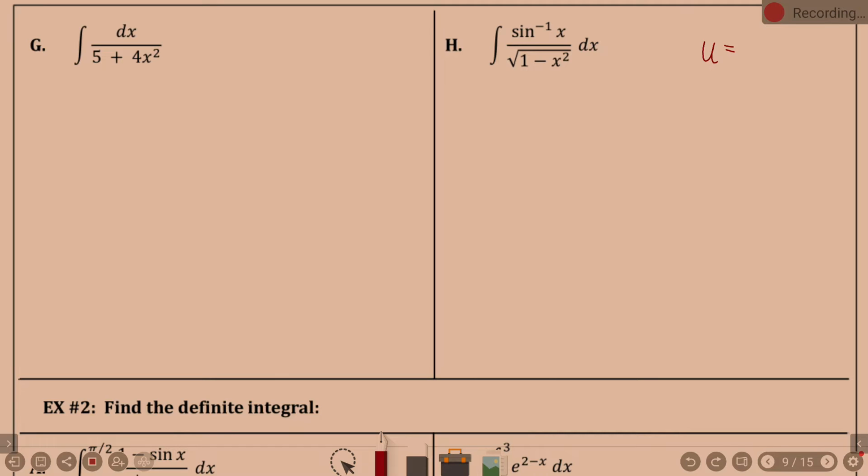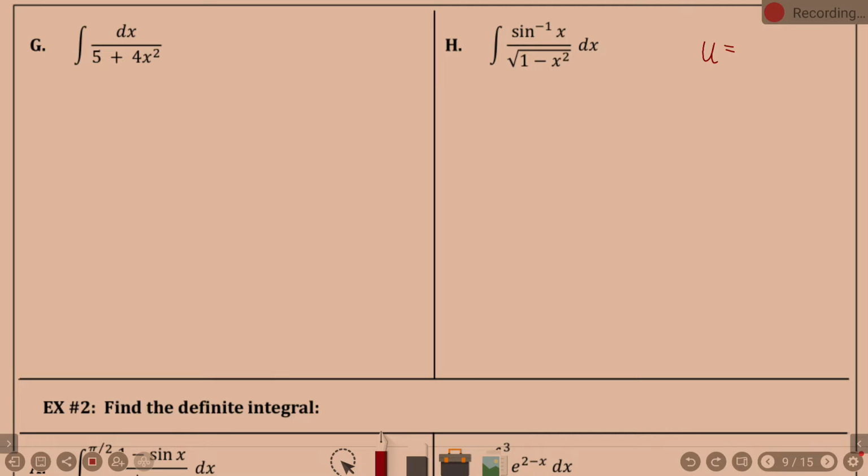So if I make u the 1 minus x squared, the derivative of 1 minus x squared is going to be negative 2x. Do I have a negative 2x in the problem? And it's not even so much about the negative 2, it's do I have the x?